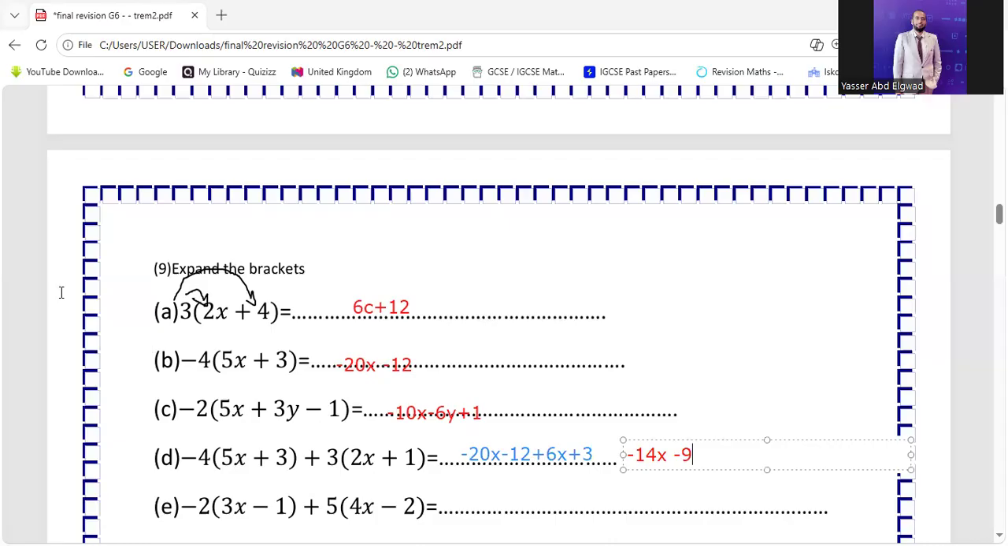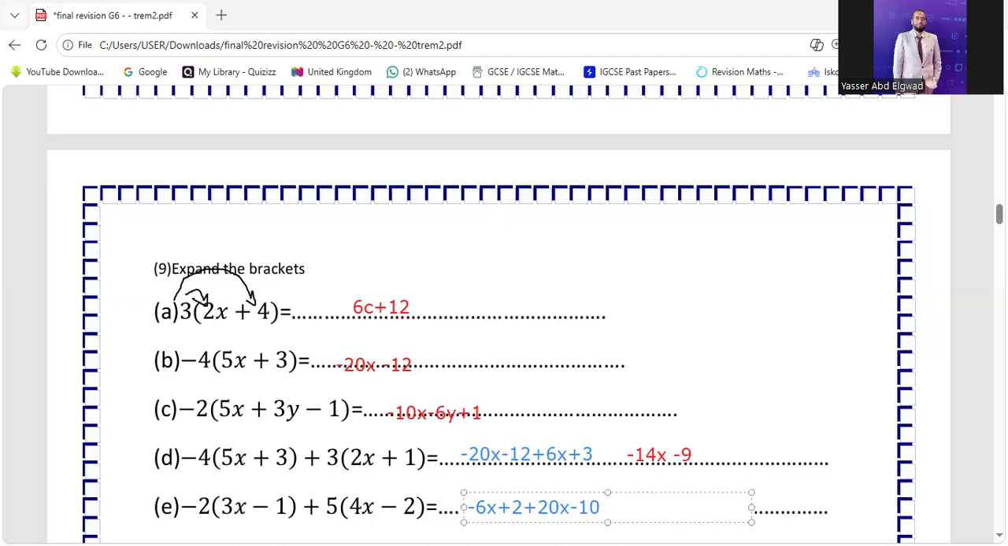Here is the same way. Negative 2 multiplied by 3, as we did before, just multiply, negative 6, negative multiplied by positive, negative x, and negative 2 multiplied by negative 1, positive 2. After that, 5 multiplied by 4, 20x, and 5 multiplied by negative 2, negative 10.